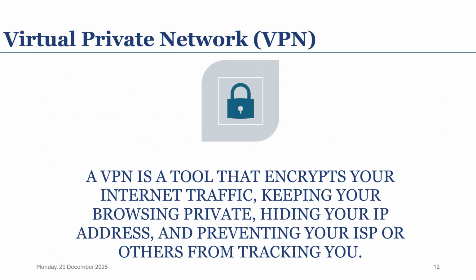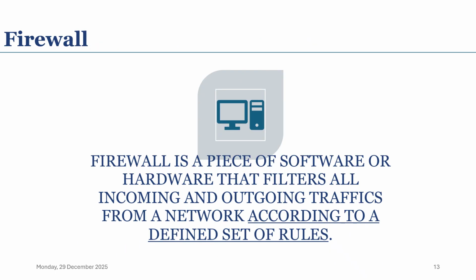A VPN is a tool that encrypts your internet traffic, keeping your browsing private, hiding your IP address, and preventing your ISP or others from tracking you. A firewall is a piece of software or hardware that filters all incoming and outgoing traffic from a network according to a defined set of rules.